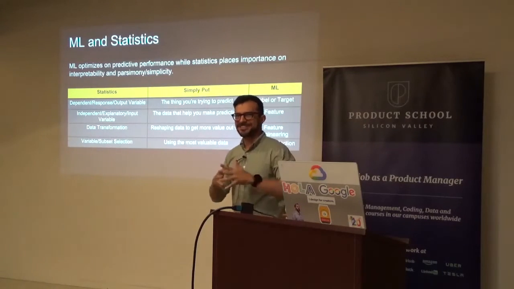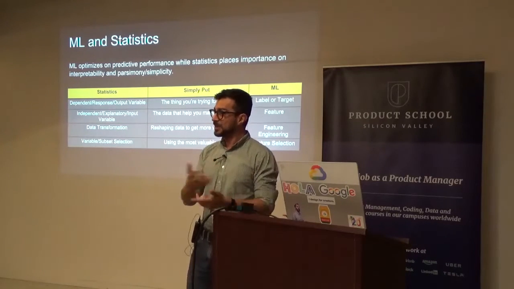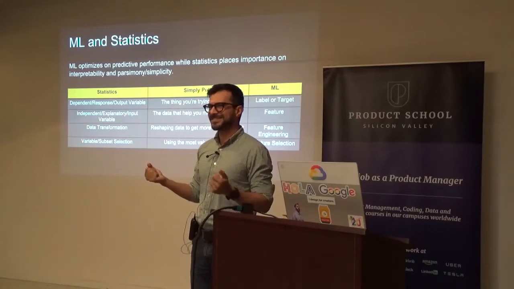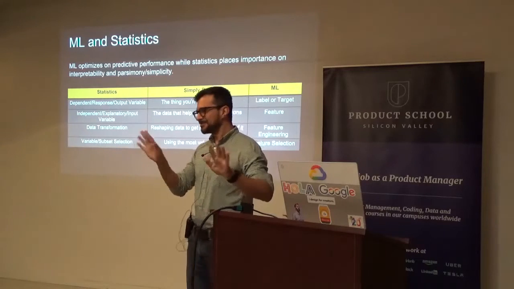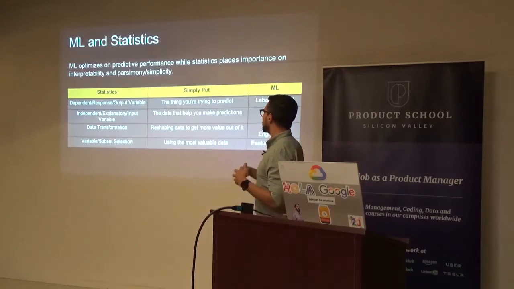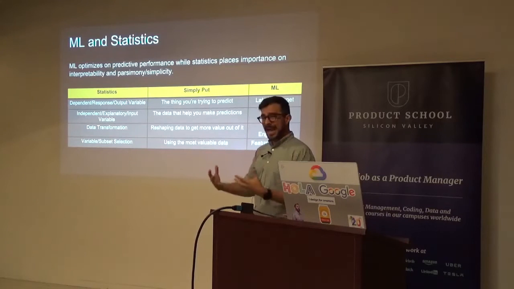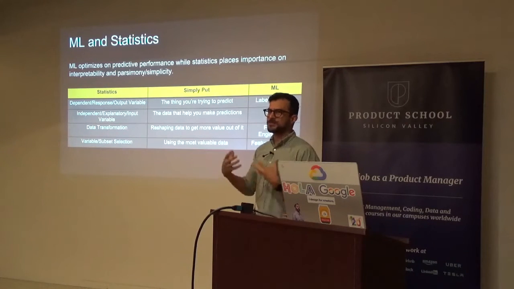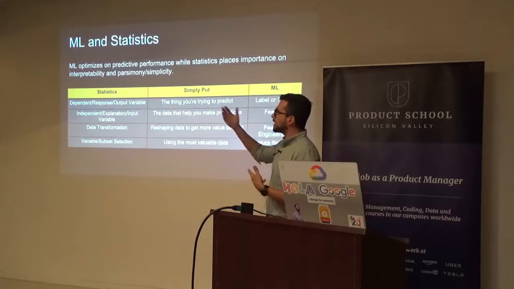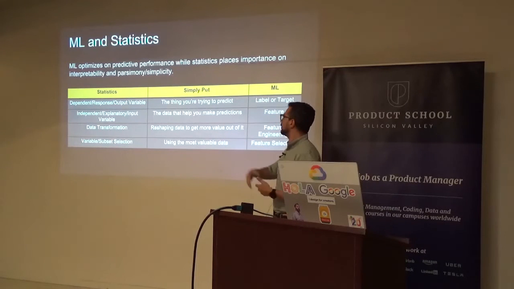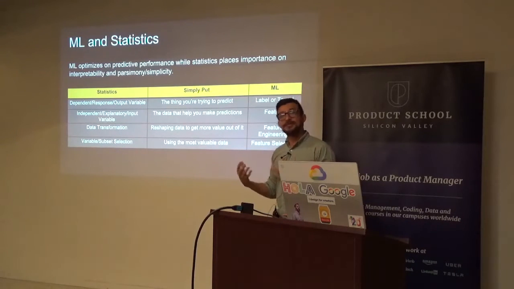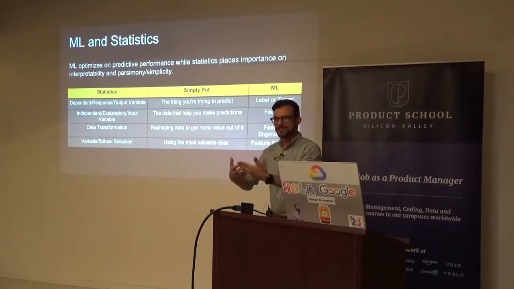So tell me, are people familiar with basic statistics here? Kind of. But in general, in statistics, when you have your dependent variable, your y, the output variable, the thing that you're trying to predict, it's called the dependent variable. The output variable in machine learning is usually called a label or a target. But it's kind of the same: what you want to predict is the answer.